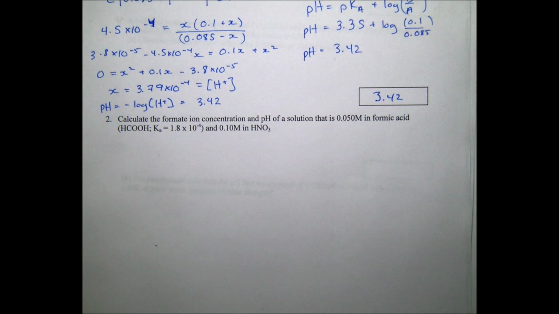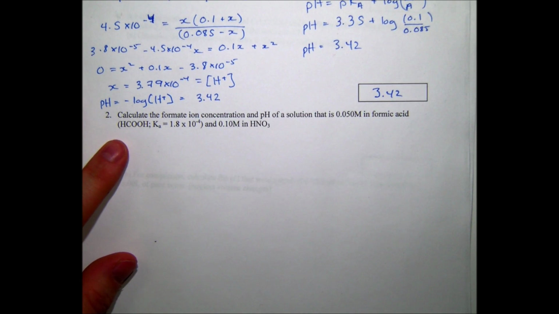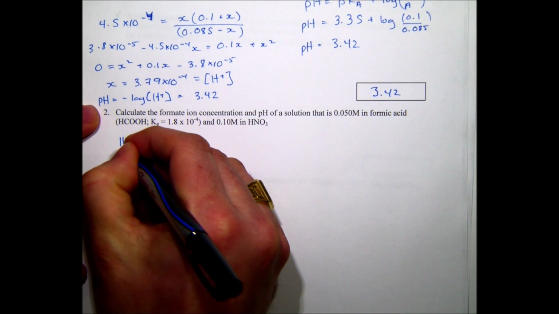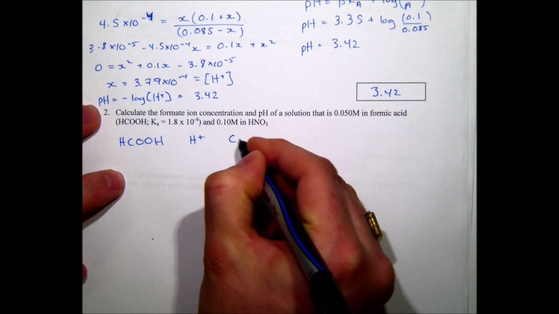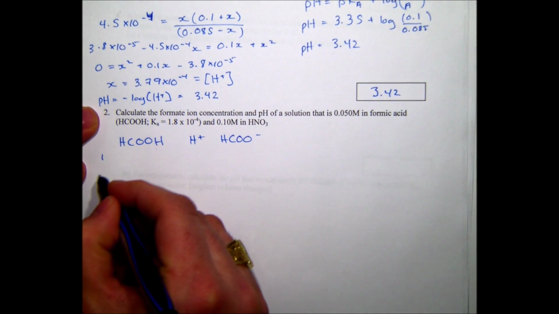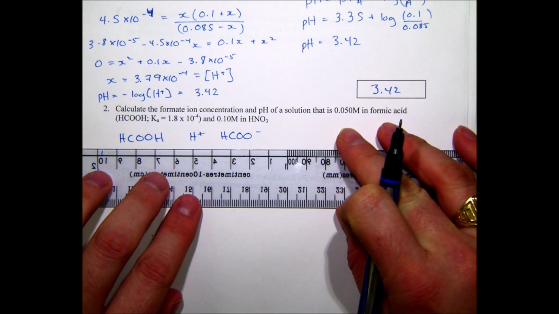So for question 2, we're looking at another equilibrium, but basically we have a common ion present. And in this case, we're looking for both pH and the formate ion. So we have formic acid, HCOOH, going into H plus and HCOO minus. Initial, change, equilibrium. Let's draw our ICE box out.